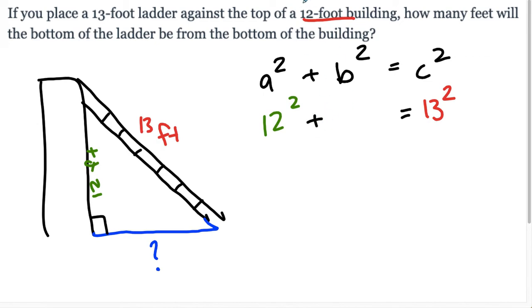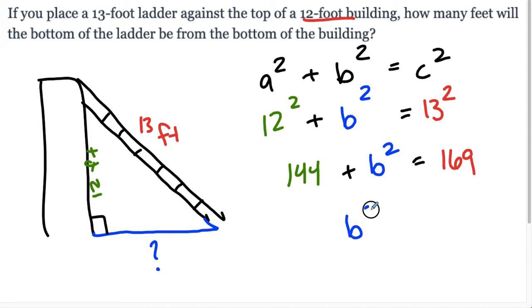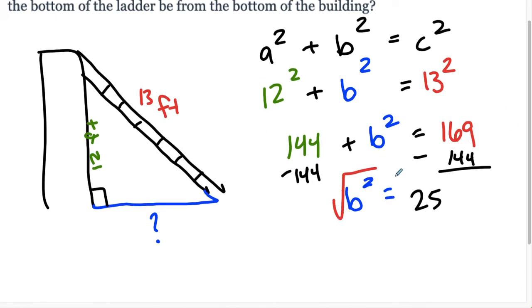All right, now I'm going to figure out what the missing part is, which I'm going to label as b. Now we're going to identify what 12 squared is, which is 144. And then we have b squared, which is what we're trying to look for. And then c squared, which is 13 squared, is 169. To find out what b squared is, we need to take away 144 from 169, which becomes 25. Now when you take the square root of both sides, you will get the value of b, which is 5. So it is 5 feet away.